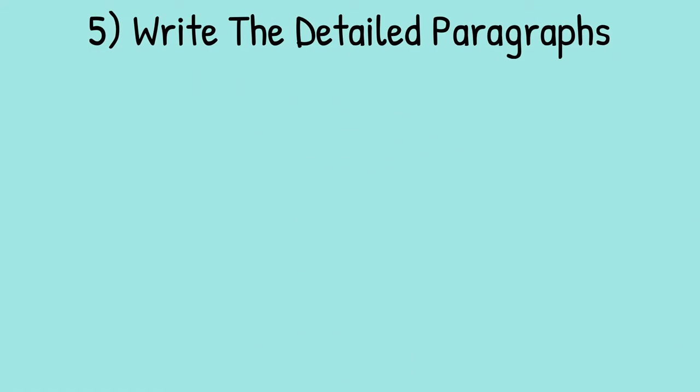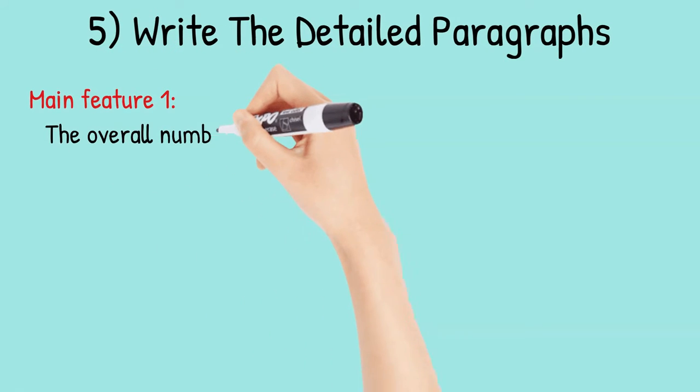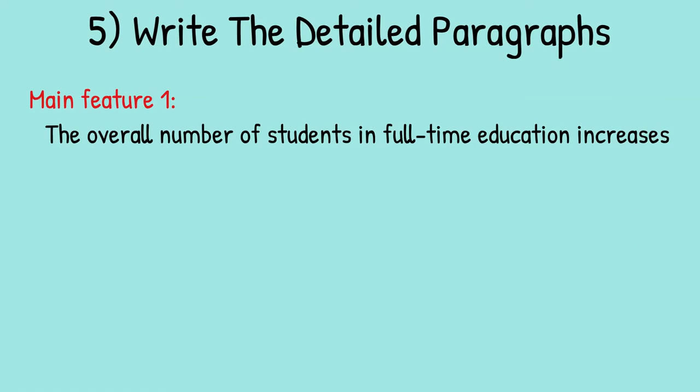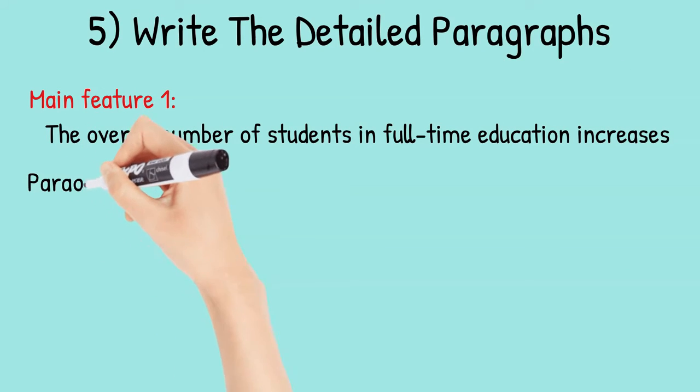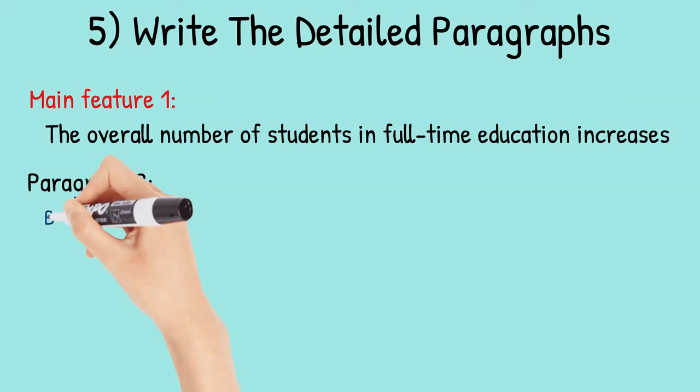Paragraphs 3 and 4 are where you include more detailed information about the data in the graph. In paragraph 3, you should give evidence to support your first main idea. In this instance, the data will be the number of students in the respective time periods. In other graphics, it might be percentages, age, monetary value, or some other unit of measurement. Don't forget to make comparisons where relevant. Here's our first main feature again. Main feature 1, the overall number of students in full-time education increases. This is an example of what you could write for paragraph 3.